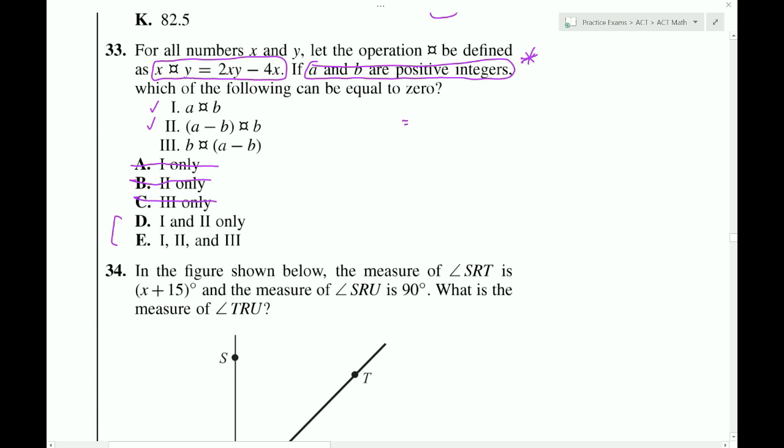Alright, so this time we're doing b symbol a minus b. By the way, this question takes a lot of time, so if you realize that and have trouble with it, you might want to just skip it while you're taking the test, right? But anyway, 2 times the first thing, which is x, times the second thing, which is a minus b, right? Minus 4 times the first thing, which is b. We want to see if this can equal 0, okay? In this case, we could factor out a 2b. What we're left with is a minus b from the first piece, then minus 2 from the second piece.